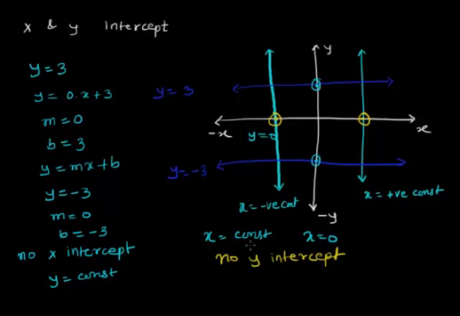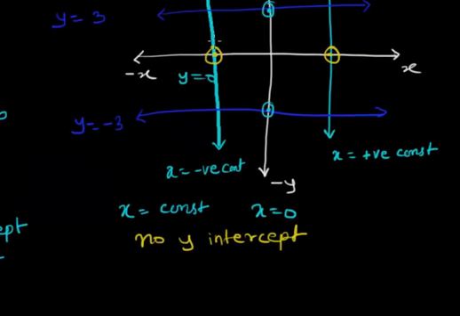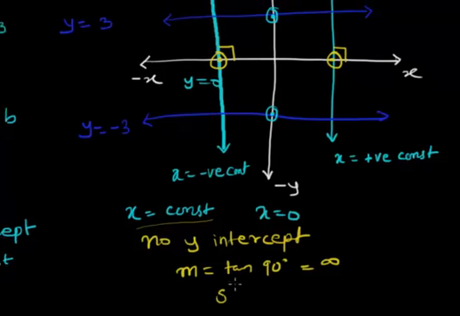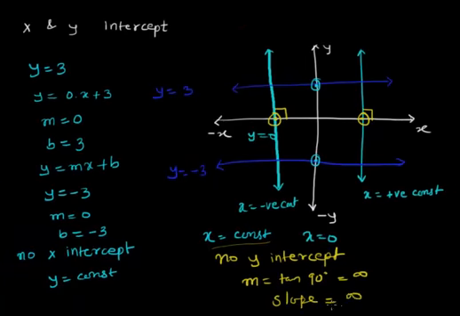Now what can we say about the slope of such lines? Any lines which are x equals constant are perpendicular, or make an angle of 90 degrees with the x-axis. In such cases, m equals tan of 90 degrees, which is undefined or infinite. So all the lines which are parallel to the y-axis are represented in terms of x, have no y-intercept, and the slope corresponding to them is infinite.